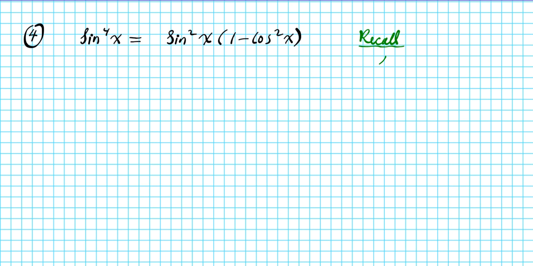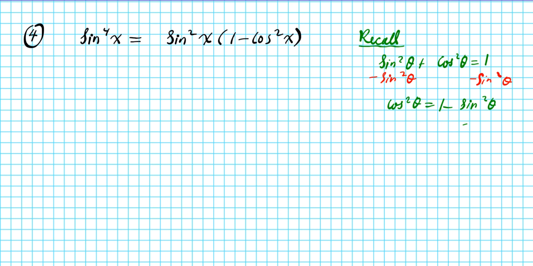We remember that sine square theta plus cosine square theta is equal to 1. What happens if we subtract sine square theta from both sides? Alright, if we do that, we have cosine square theta being equal to 1 minus sine square theta. That doesn't help me out. What I need is 1 minus cosine square theta.